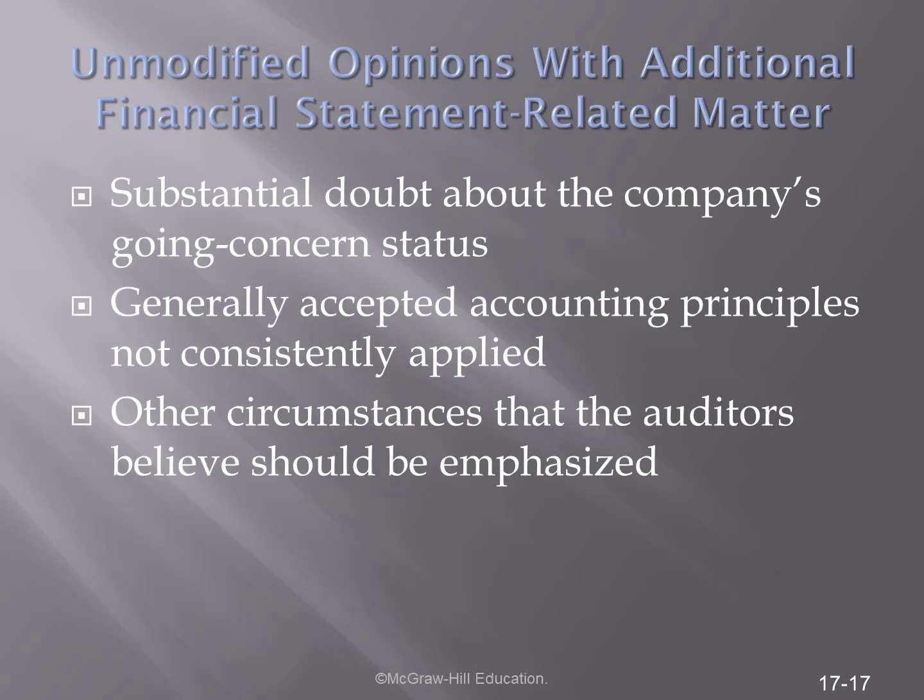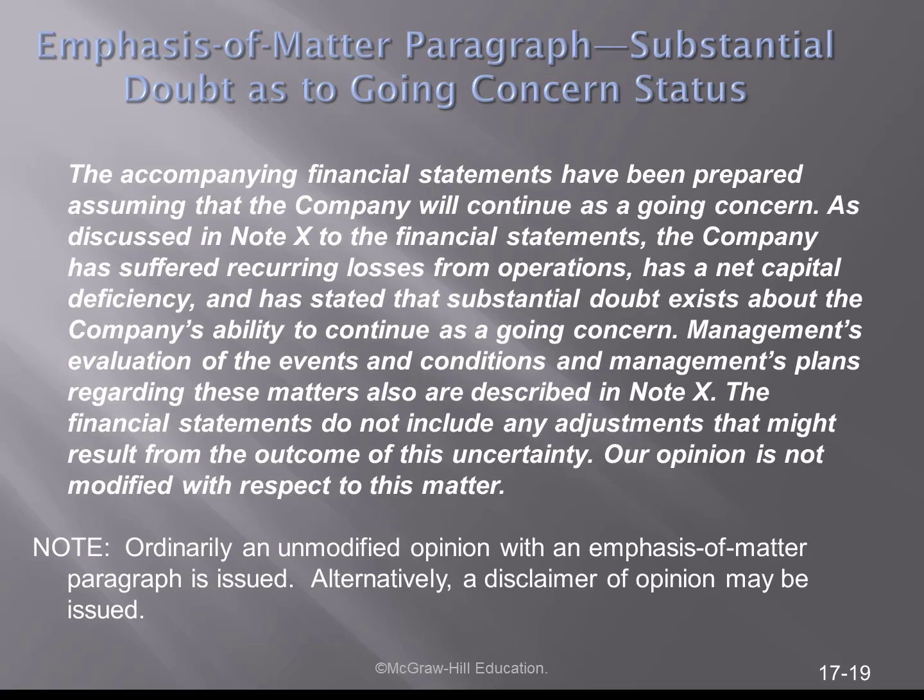Even if we report an unmodified or unqualified opinion, we may include additional information within the audit report. The first element relates to the substantial doubt of the company's going concern. Here is an example of an emphasis of a matter paragraph related to the substantial doubt as a going concern issue of the organization. The paragraph states why we believe there is substantial doubt related to the continuing of the organization and what management is doing in this regard.